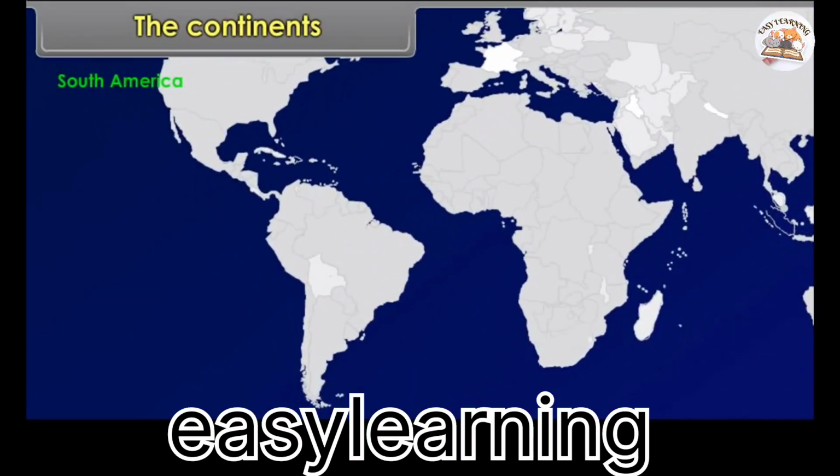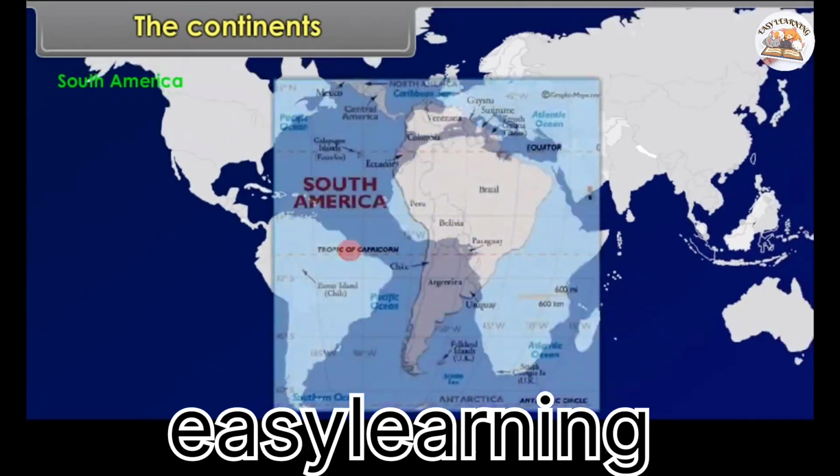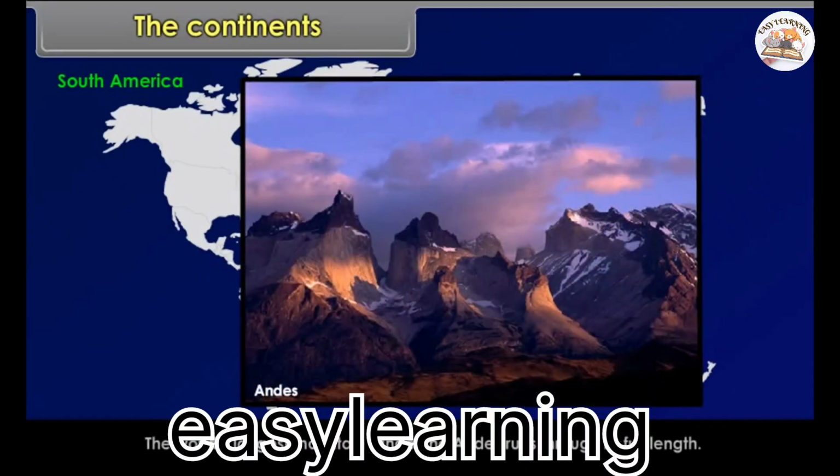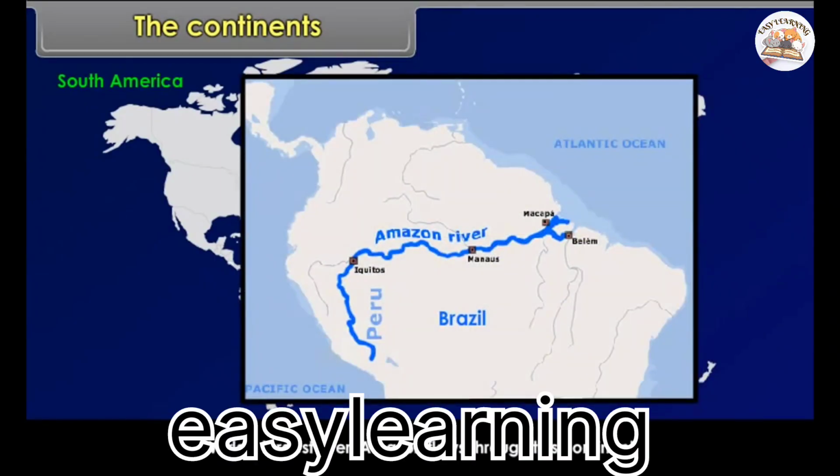South America. South America lies mostly in the southern hemisphere. It is bounded by the Pacific Ocean on the west, by the Atlantic Ocean on the east, and by the Antarctic Ocean on the south. The world's longest mountain range, the Andes, runs through its full length. The world's largest river, the Amazon, flows through this continent.